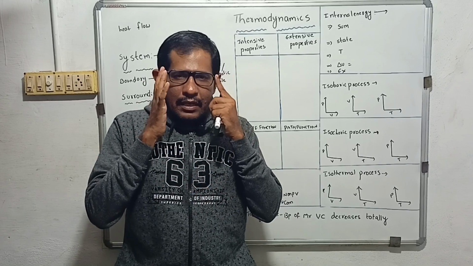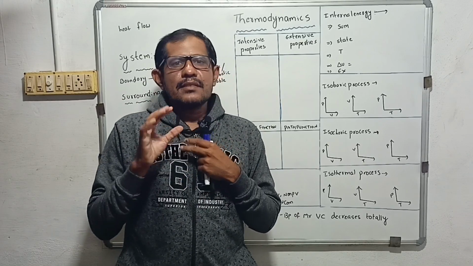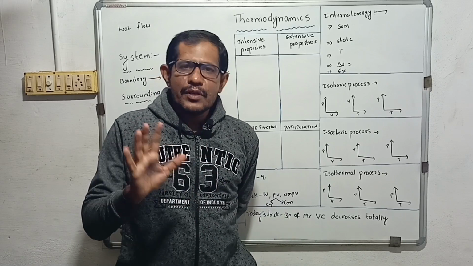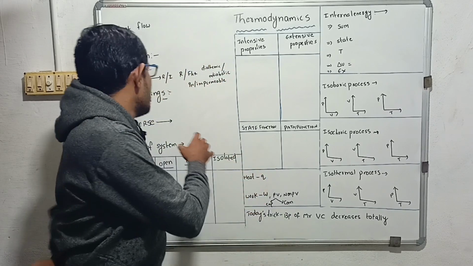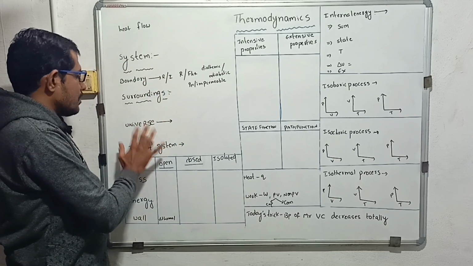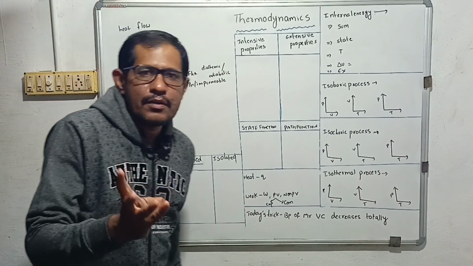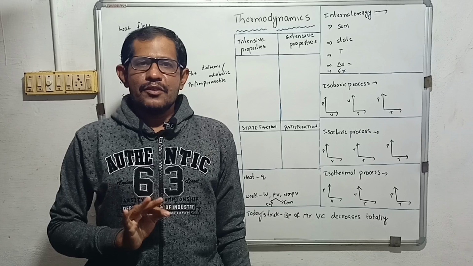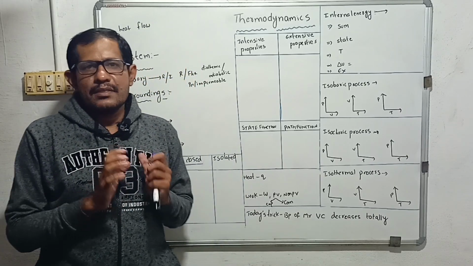To understand thermodynamics, we need to understand some terms. Those are system, boundary, surroundings and universe. What is a system?